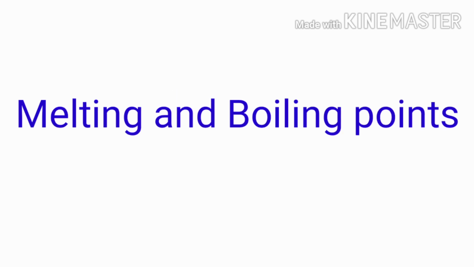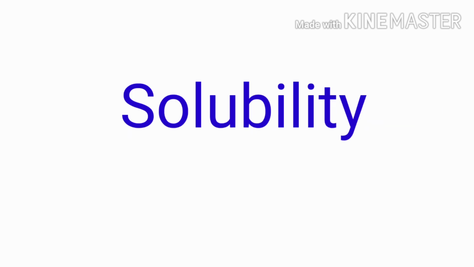Next property, melting and boiling points. Ionic compounds have a strong interionic attraction and a large amount of energy is required to break the strong interionic attraction. As a result, ionic compounds have high melting and boiling points. Next property, solubility. Ionic compounds are generally soluble in water and insoluble in solvents such as kerosene, petrol, etc. Next property, conduction of electricity.